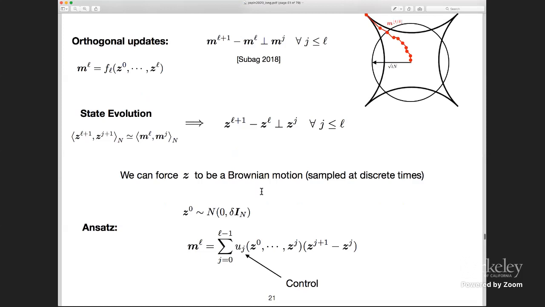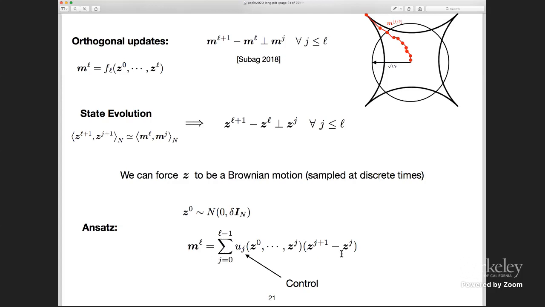Okay, so now once we want these to be Brownian motions, I'll initialize the first iterates to be Gaussian also, with a certain covariance, a certain variance. Now for my M, I'm going to put this ansatz, that M will take this form. It depends on the increments in Z, times a function U_j that only depends on the first j iterates of the sequence Z.